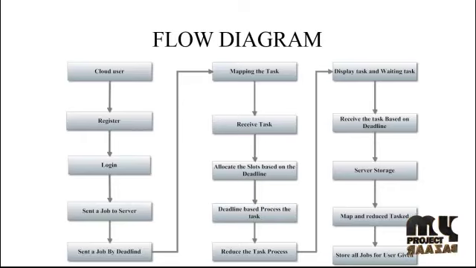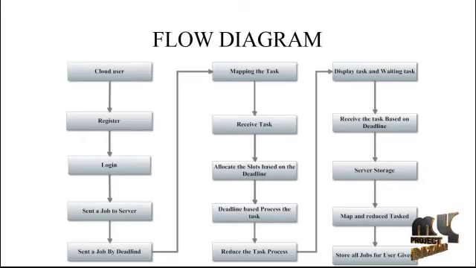First, the cloud user. The cloud user registers into the cloud storage and logs into the cloud server. The registration data is stored in the cloud server, and next the user sends the job to the server. The job is the user's files uploaded to the server, and the job is sent with a deadline. The deadline is based on the user-given time period for the specific job, and the data is uploaded into the data server.